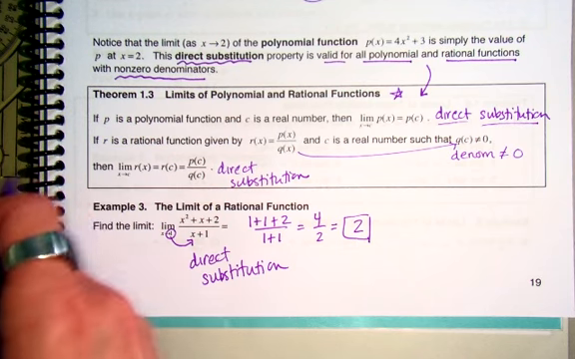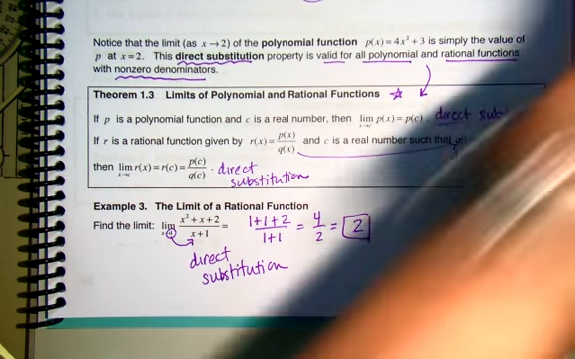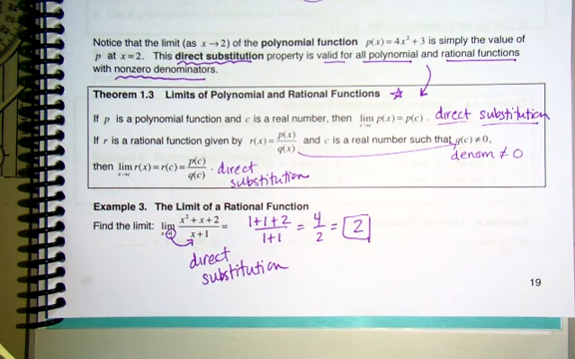All right, let's talk about what happens if we have a radical function. Turn the page. All right, so a radical says, here's our theorem.